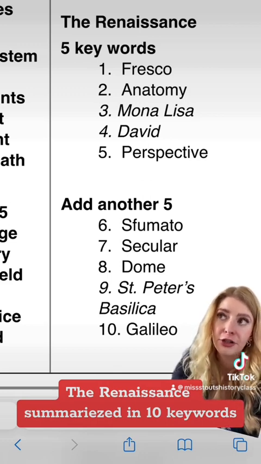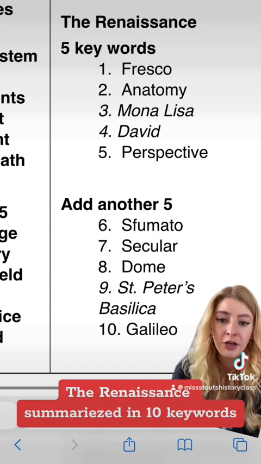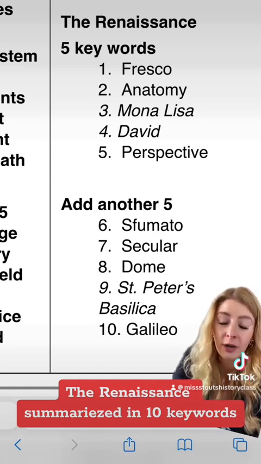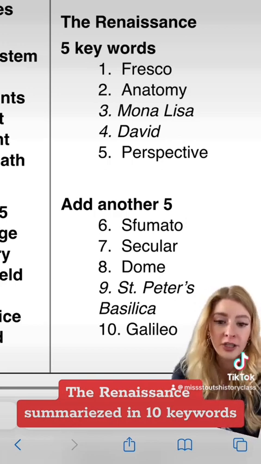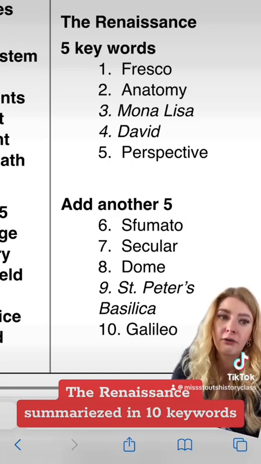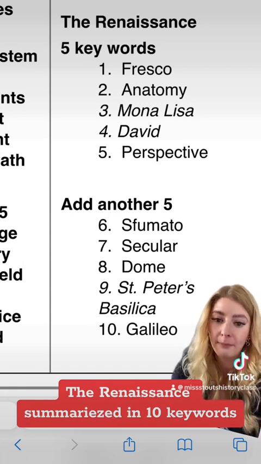Anatomy refers to the study of the human body. During the Renaissance, painters and sculptors were incredibly interested in studying anatomy. They used to illegally cut up or dissect dead bodies to figure out how the body worked so that they could create more realistic depictions of the human form.